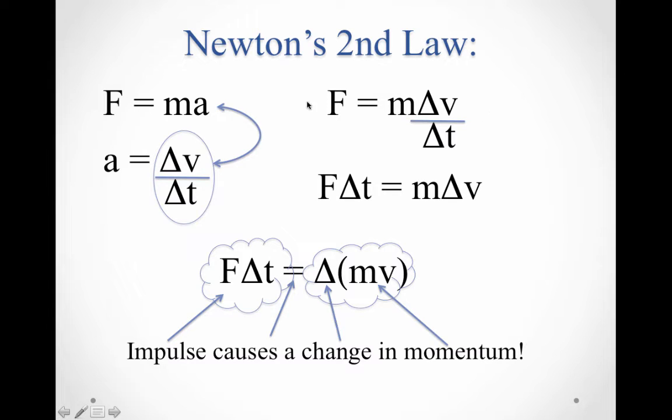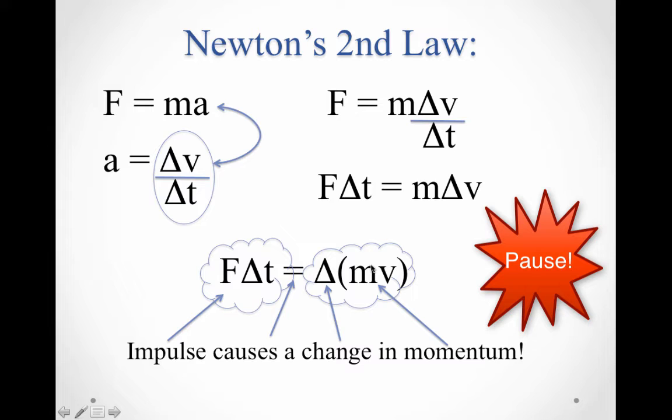Now doing a little bit of algebra, multiplying both sides by delta t to get rid of the delta t on this side, we would get this equation. Force times the interval of time is equal to the mass times a change in velocity. And lo and behold, what you see here is the average force times the interval of time. Hey, that's the impulse. And that is equal to, or causes, a change in mass times velocity. Guess what? That's momentum. So Newton's second law, believe it or not, can turn into the relationship between impulse and momentum. And this is a big idea, that impulse is what causes a change in momentum.